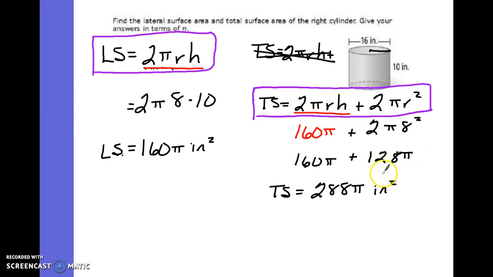Okay, please pause the video for a minute so students can work on the next example on their own.